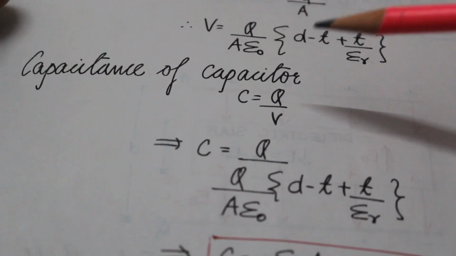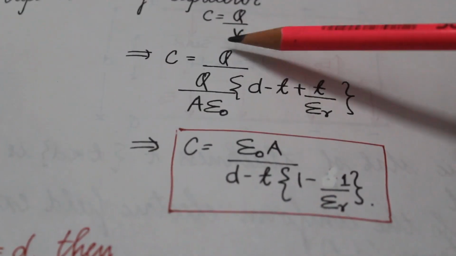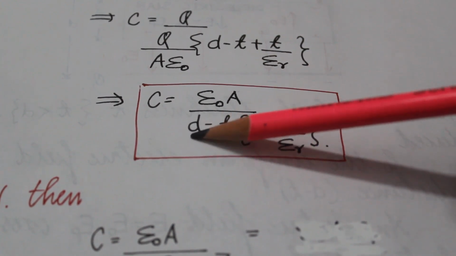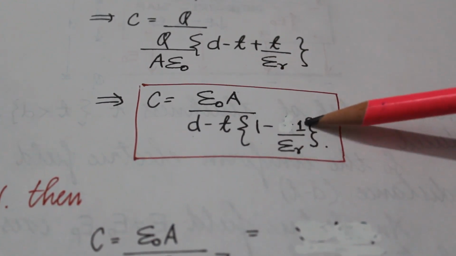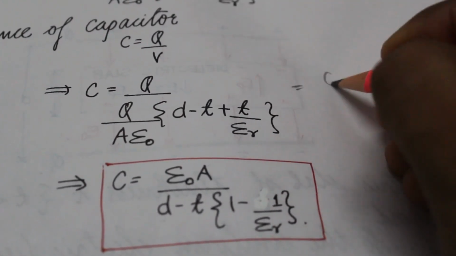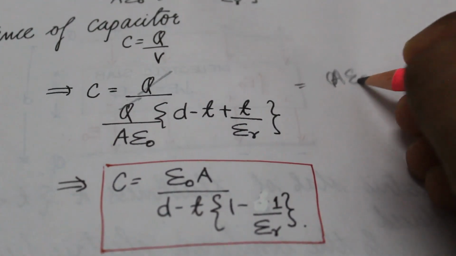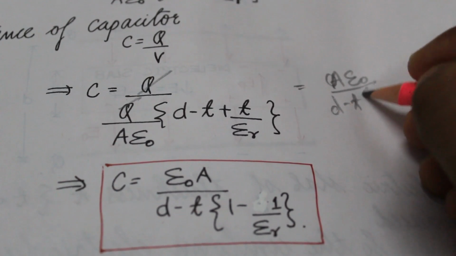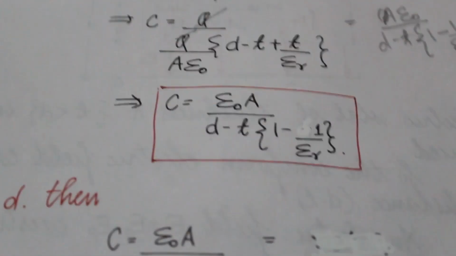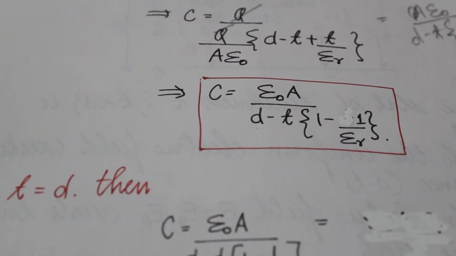As we know, the capacitance of a capacitor is given by Q upon V. So putting this value, I finally get C is equal to A epsilon naught upon D minus T times 1 minus 1 upon epsilon R. What is being done here? I have taken T common. So Q will be cancelled out. It will be A epsilon naught upon D minus T times 1 minus 1 by epsilon R. So this is the formula for finding out capacitance when a dielectric slab is introduced.